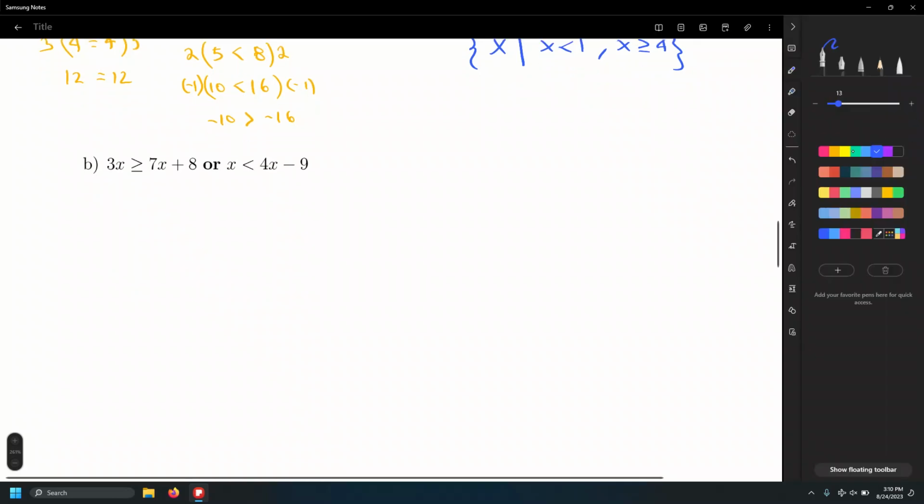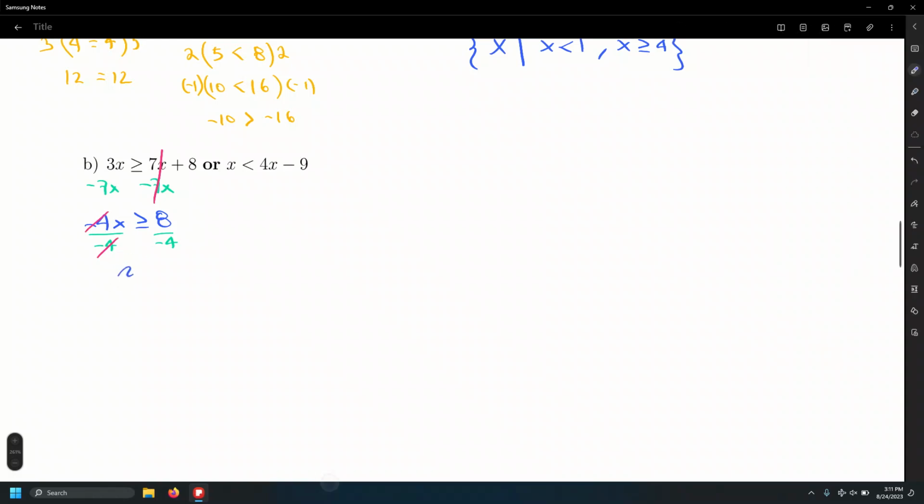So what I'm going to do here is subtract 7x on both sides. That's going to give me, let's cancel the 7x's, negative 4x, still greater than or equal to 8. Now, in order to get the x by itself, we need to divide both sides by negative 4. That cancels out the negative 4's here. However, 8 divided by negative 4, that's a negative 2.